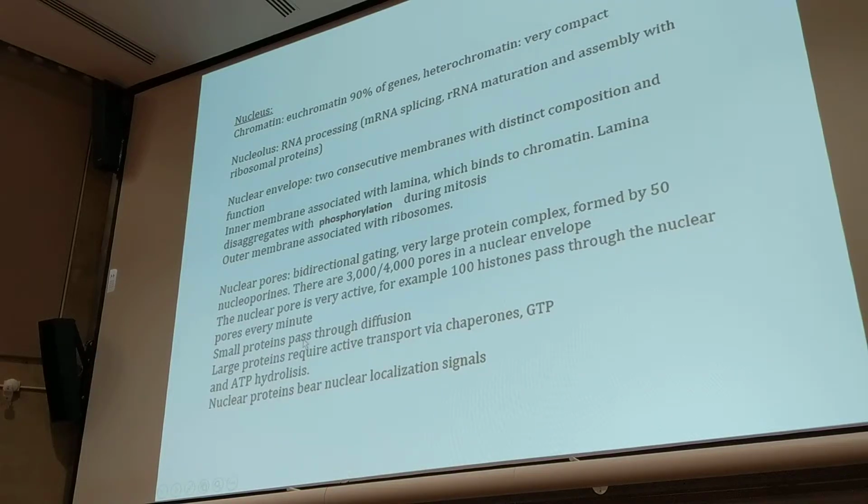Small proteins pass through by diffusion. Large proteins require active transport via chaperones, GTP and ATP hydrolysis. And the nuclear proteins, the large ones, have nuclear localization signals. Okay? And they are easily identified when we sequence one of the proteins. If it has that recognition site, then we know that this protein translocates into the nucleus.